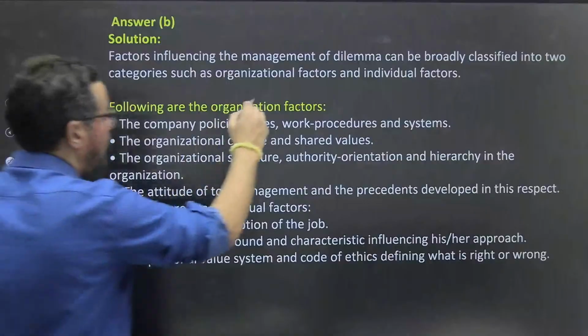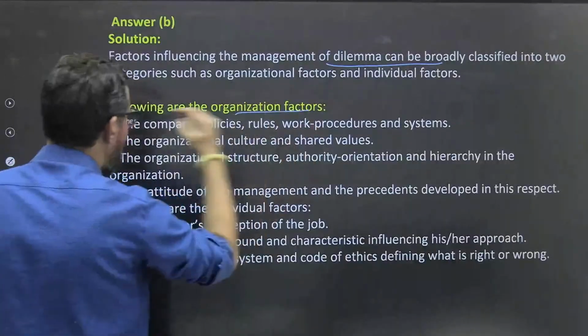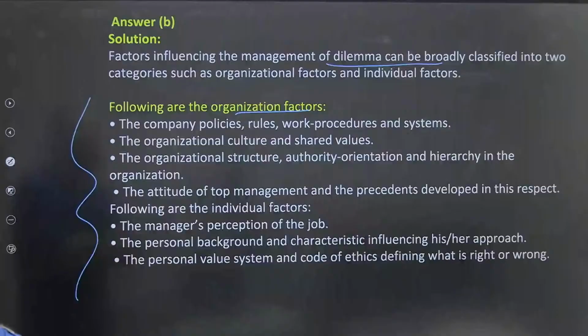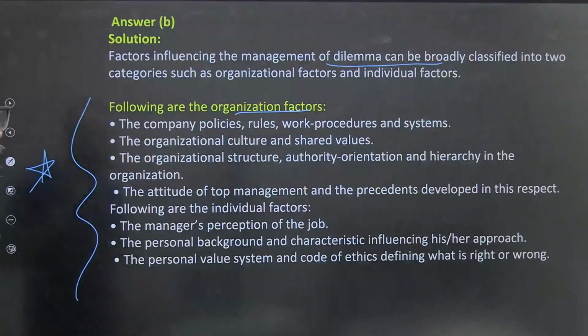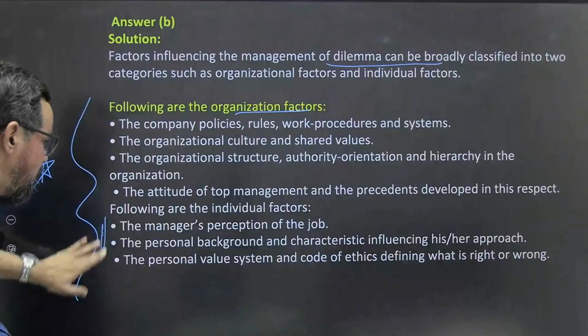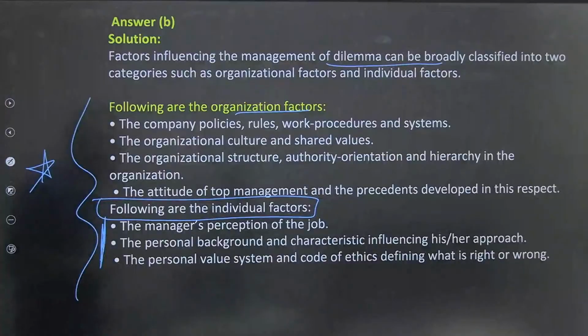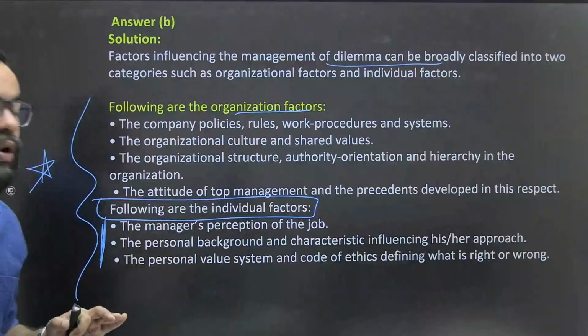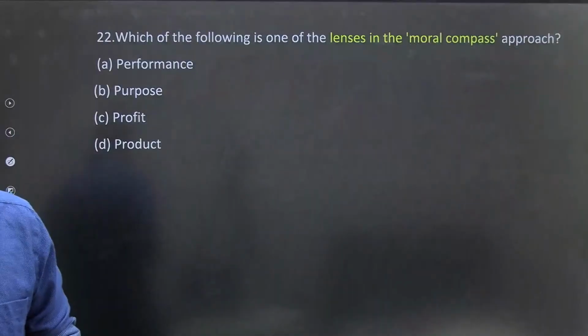So factors influencing management dilemma can be broadly classified into two. Organizational factors: the company's policy, rules, workplace procedures, organizational culture and shared values, team, organizational structure and authority orientation and hierarchy in the organization, attitude of top management, manager's perception of the job; these are internal. These are the personal, the individual factors: personal background and characteristics influencing his or her approach, and the personal value system and code of ethics defining what is wrong or right. Very important. Please do remember these particular things and try to recall them in your examination also.